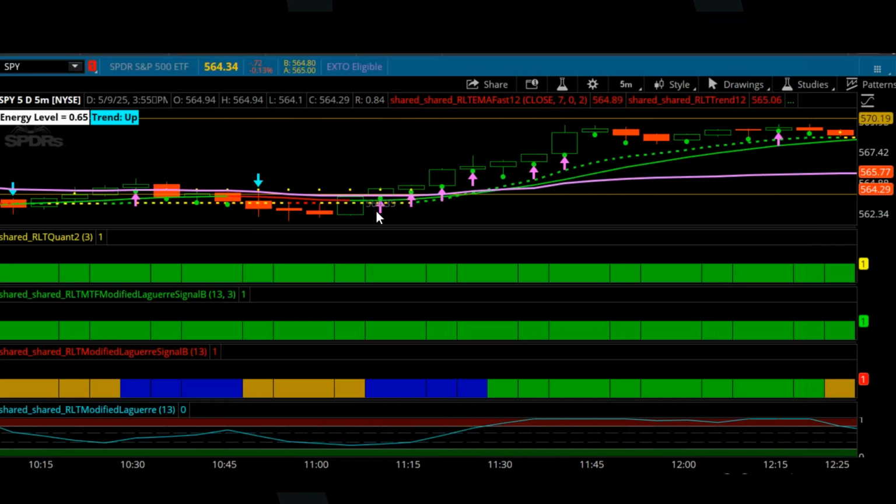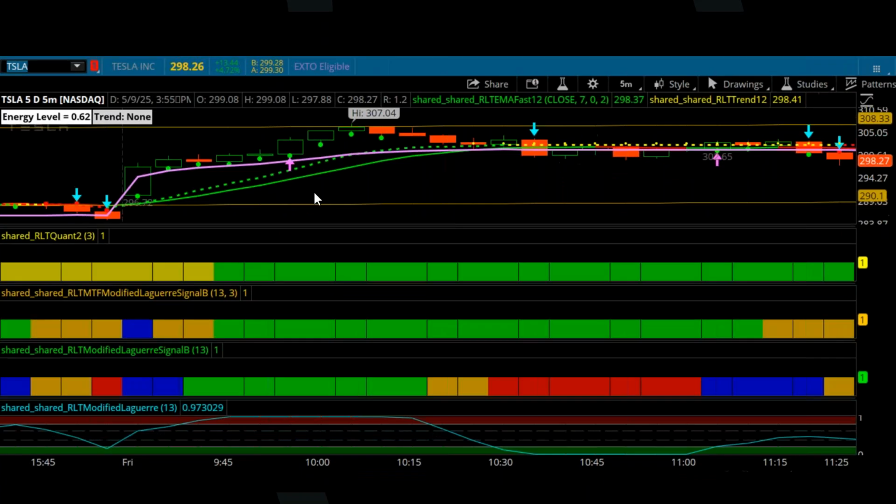Okay, this was another SPY trade that we took right here. You can see here that it goes from bearish right here, selling, to buying right here as we break above the VWAP right here. And I believe this is the same chart actually as the one I just looked at.